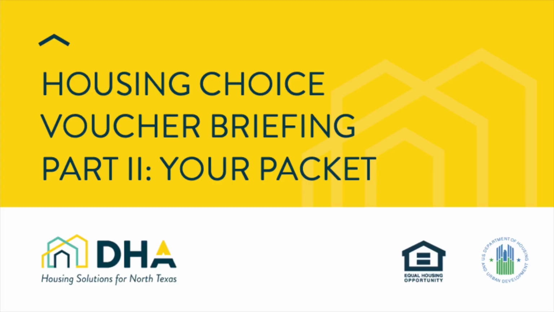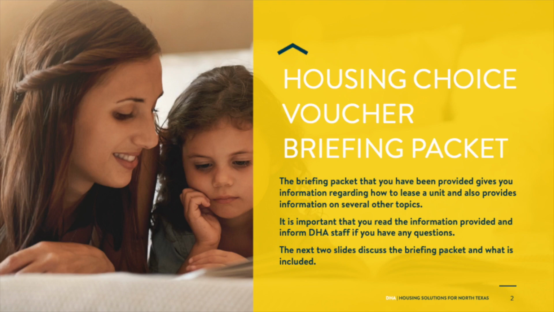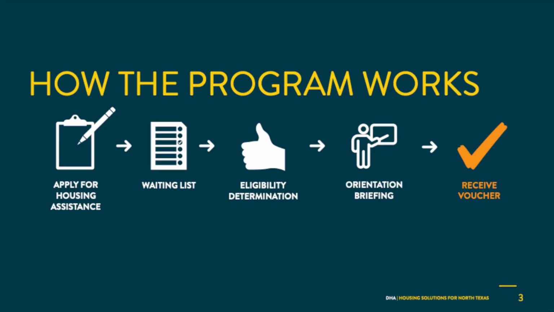Welcome to part 2 of your Housing Choice Voucher Program briefing. In this briefing, we will review the important materials in your packet. The briefing packet that you have been provided gives you information regarding how to lease a unit, how the program works, portability features of your housing voucher, fair housing rights, and information on other topics. Please be sure to review all of the information provided and let your housing specialist know if you have any questions. In part 1 of this orientation, you reviewed how the program works.